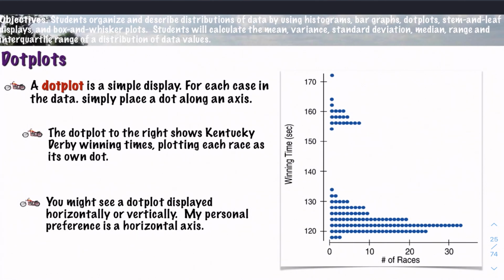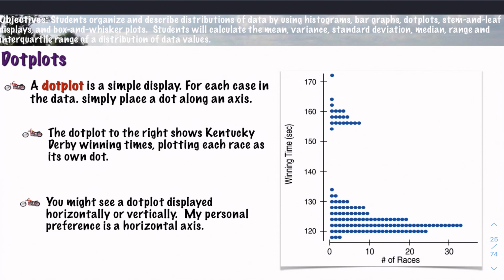Last way to display quantitative data that you'll see here are dot plots. So a dot plot is a simple display. For each case in the data, simply place a dot along the x-axis. We've seen this in class already. The dot plot to the right shows the Kentucky Derby winning times, plotting each race as its own dot.